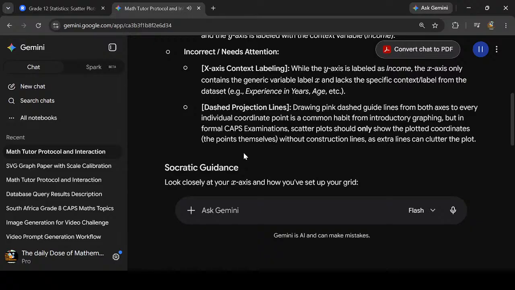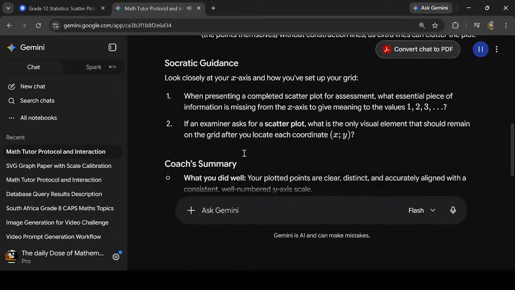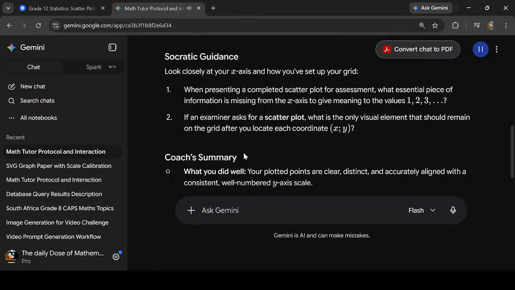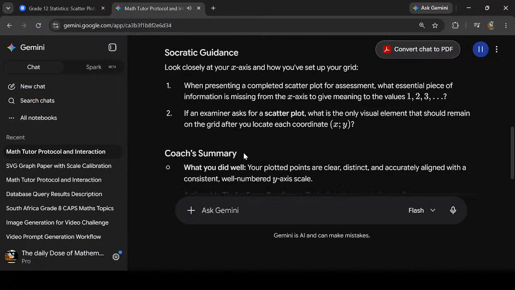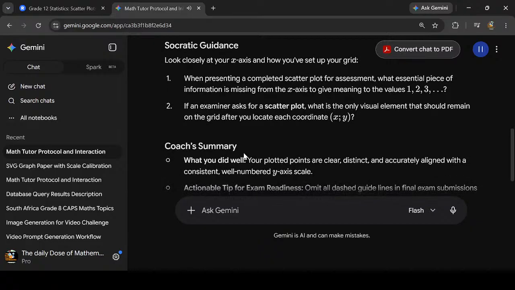Look closely at your x-axis and how you've set up your grid. When presenting a completed scatter plot for assessment, what essential piece of information is missing from the x-axis to give meaning to the values 1, 2, 3, dots? If an examiner asks for a scatter plot, what is the only visual element that should remain on the grid after you locate each coordinate, x, y?